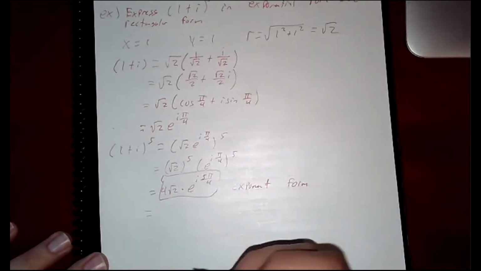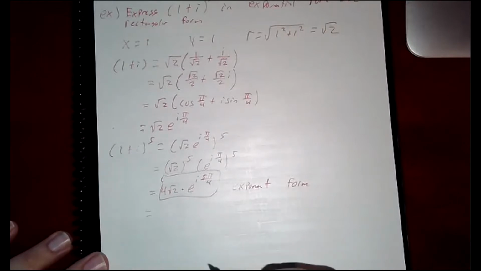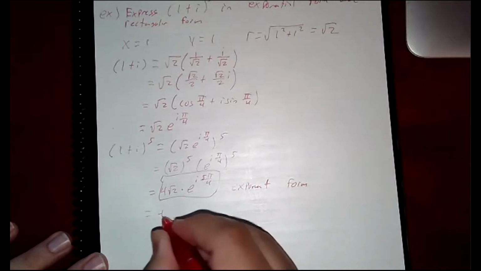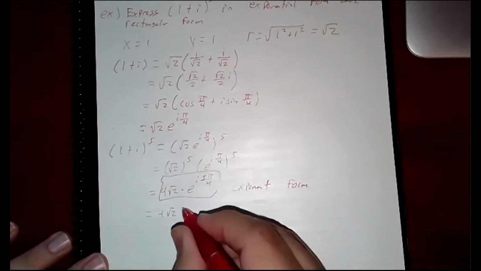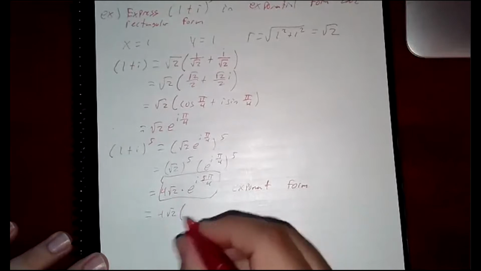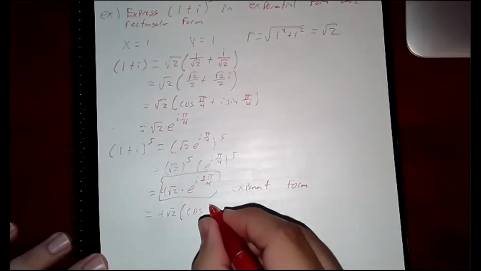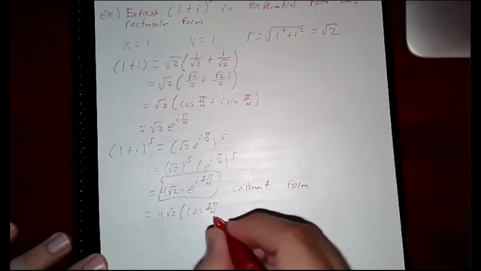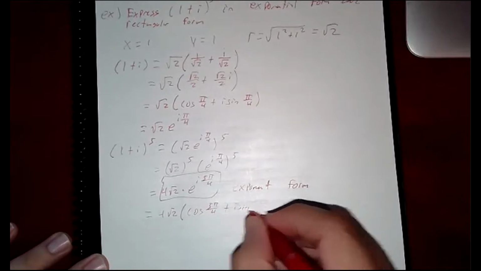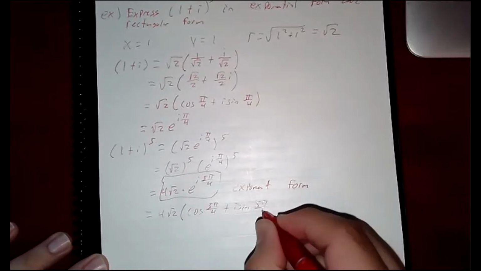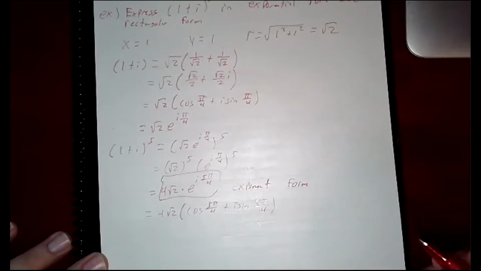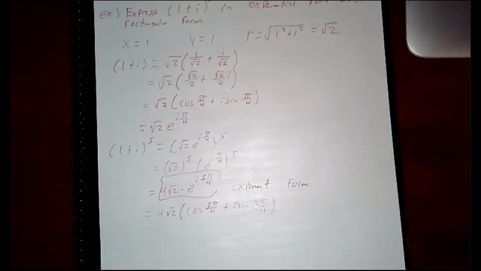Now change this back to polar form. That would be 4 root 2 times, because that's my r, cosine of this angle. Now we can get to rectangular.